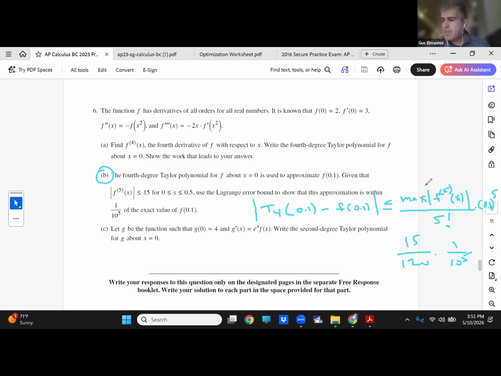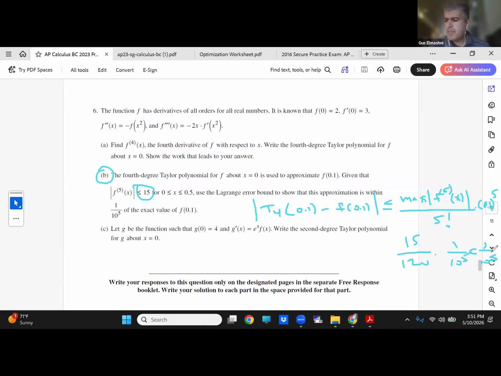And if you find the maximum for the 5th degree polynomial, well, you already know it's 15. That's actually right there. And so clearly that is less than 1 over 10 to the fifth power. And that's how you would show it. So it's not something to really overthink. It's only worth a couple points. Showing the form is a point, and then just showing that the error is less than 1 over 10 to the fifth by doing the calculation.